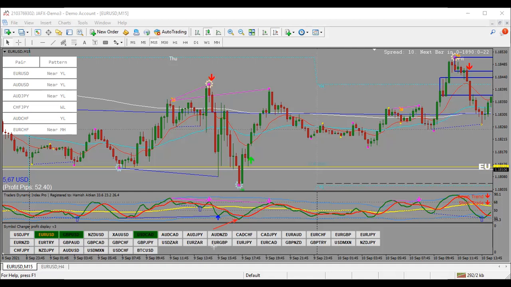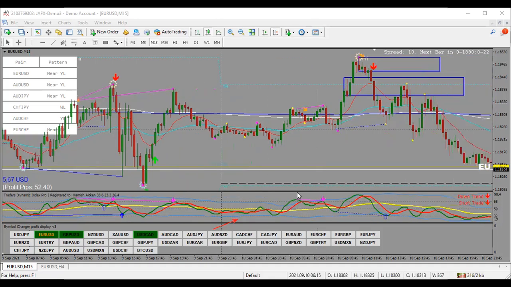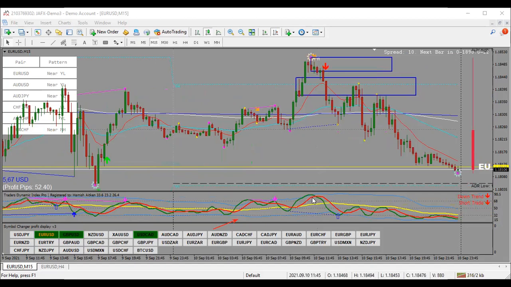So blood in the water is when the RSI crosses the signal line within the band. Look at this place now. This is blood in the water. So for this EUR/USD on Friday, it was a blood in the water setup.